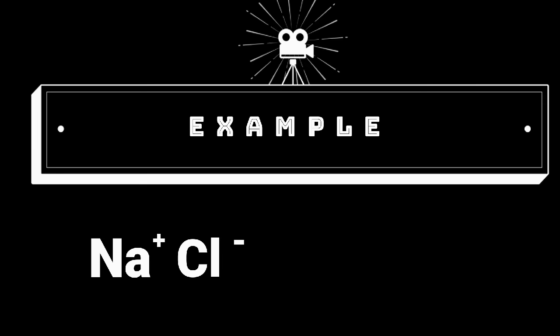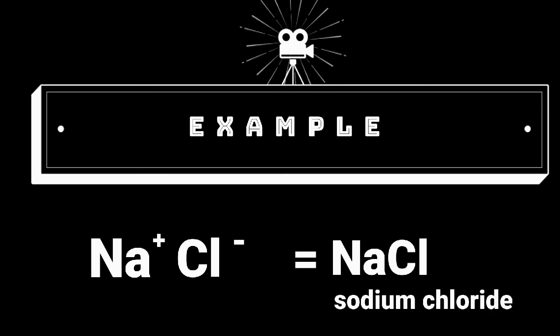Let's proceed to its example. The given elements are sodium and chlorine. Sodium has a positive charge, while chlorine has a negative charge. Its formula is NaCl, and the compound name is sodium chloride.